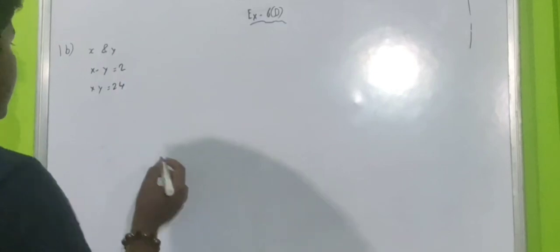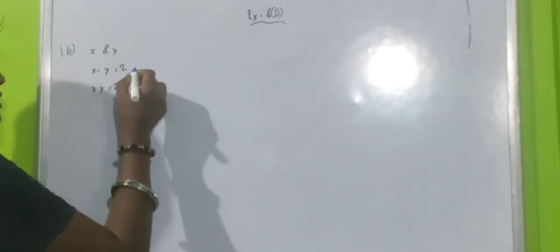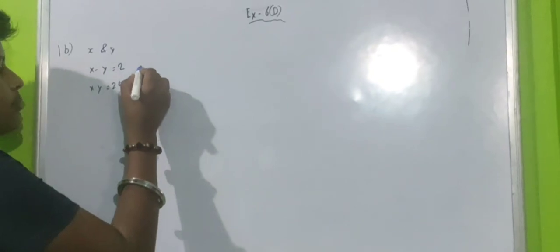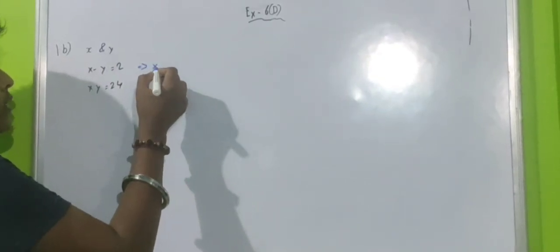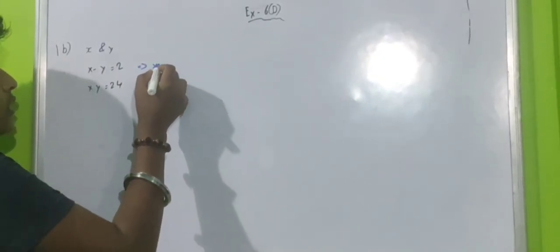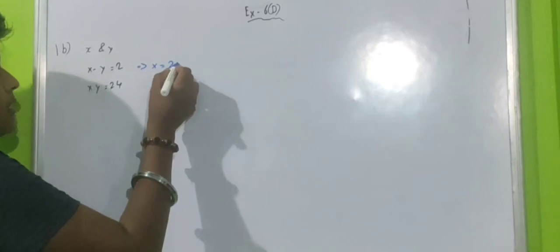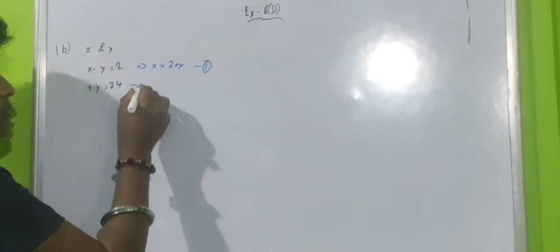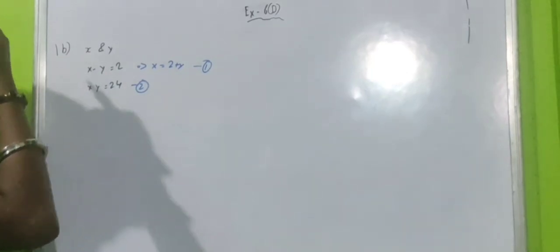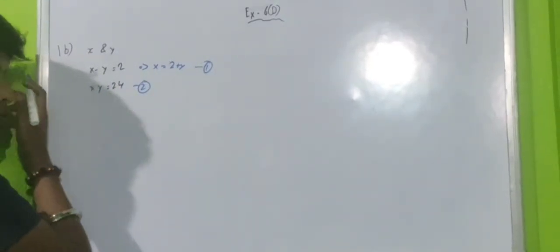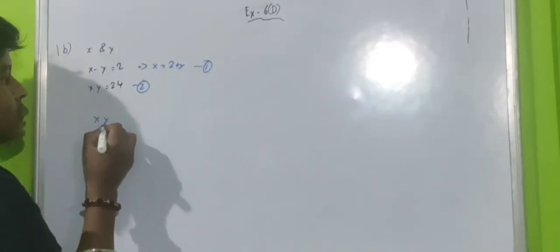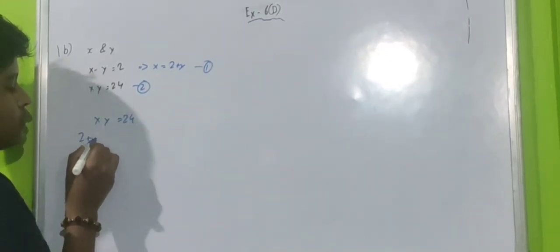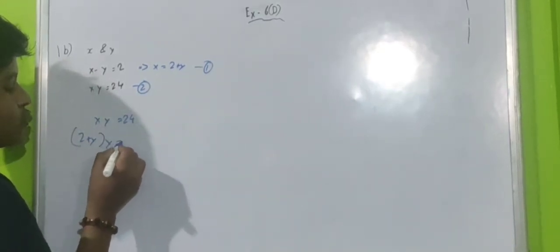So here, consider x minus y is 2. This can also be written as x is equal to 2 plus y. Let this be equation 1 and this be equation 2. Now put equation 1 in equation 2. So you will get xy is equal to 24, the value of x is 2 plus y, into y is equal to 24.